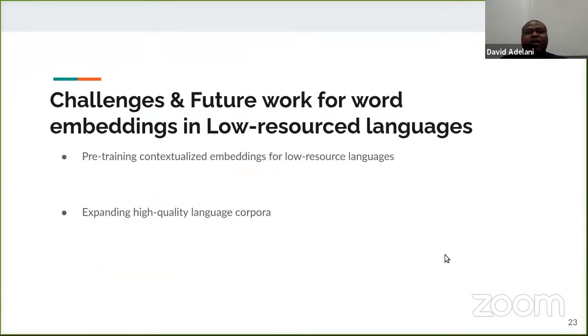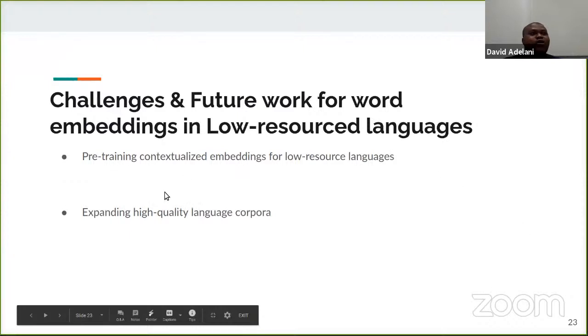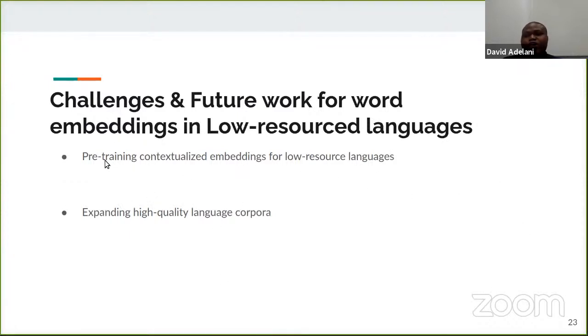So, I mean, there are challenges and future work for word embeddings in low resource languages. I think one of the interesting things would be how do we produce contextualized embeddings for low resource languages? Would we leverage parallel data or use some cool ideas from machine translation to do this? And also there is an ongoing problem: how do we expand the quality data set that we have in low resource languages?